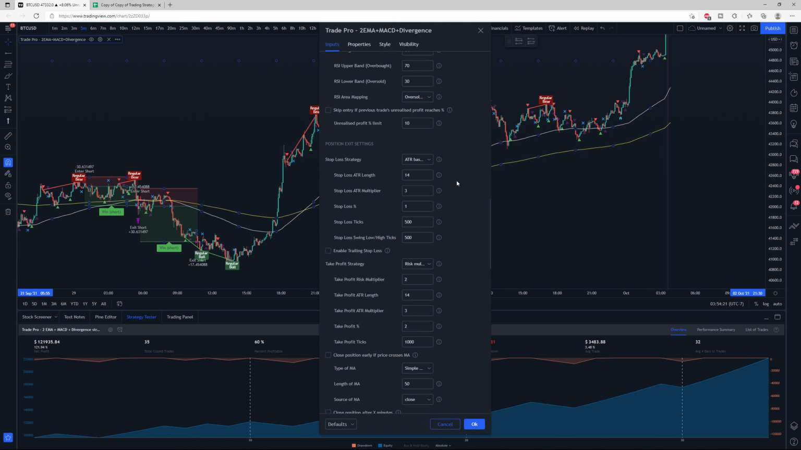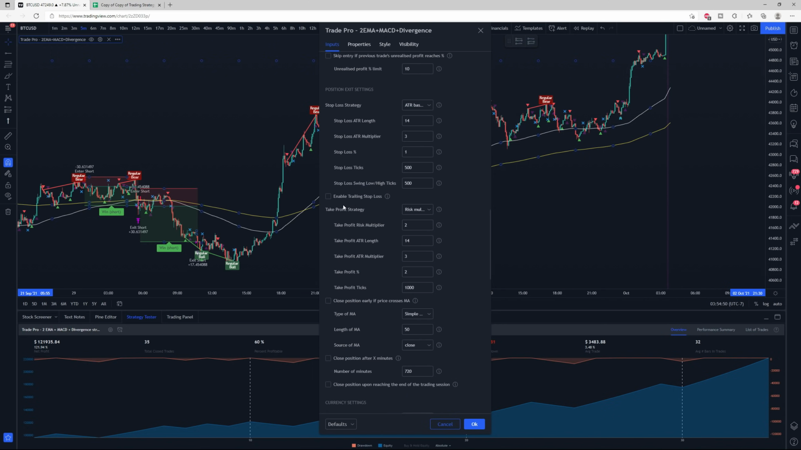And here is another very important section with the position exit settings. For the stop loss and the take profit target, we have a bunch of different things you can do. You can have it ATR based, percent based, tick based, pivot based. Pivot based would be trying to use the swing highs and swing lows. You can also have it be a certain amount of ticks above the swing low or high if you're using the pivot based stop loss.